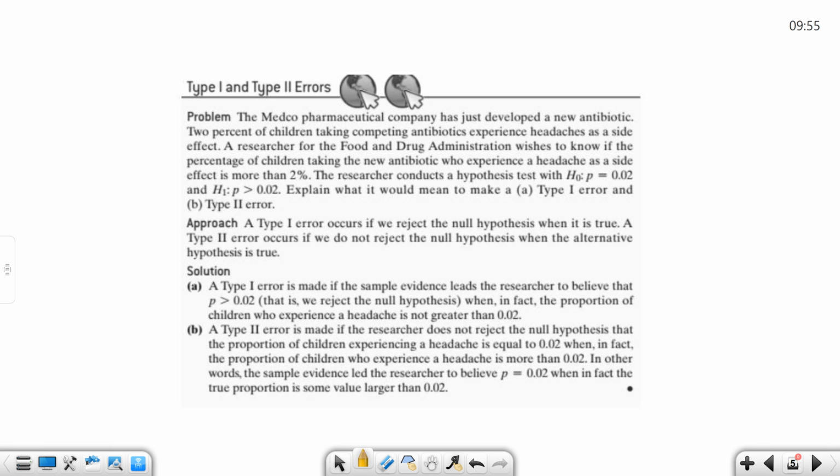So that'd be kind of bad for kids everywhere, right, for this antibiotic, because now you're giving something that gives a higher rate of headaches. That's the worst kind of error here, I think, just in this situation, because now you're going to give kids something that has a higher incident rate of headaches, even though we failed to reject the null, right? So we did not reject the null, meaning we left it at the proportion is 0.02, so we're saying that with this new antibiotic it's only 2%, when in reality it's greater than 2%. So that's a type 2 error.